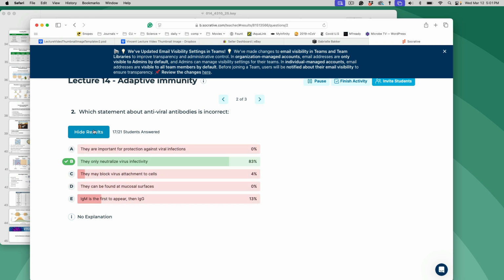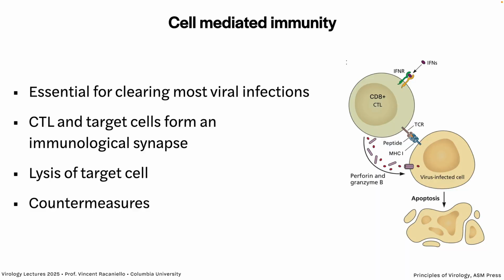Yes, they only neutralize virus infectivity is wrong, right? So that's why I've been trying to tell you about non-neutralizing mechanisms to block infection. They may block virus attachment is correct, and IgM is the first to appear, then IgG is also correct. So we've talked about antibodies made by B cells. Now, what about the T cells?